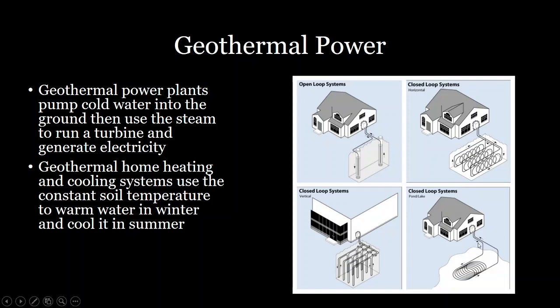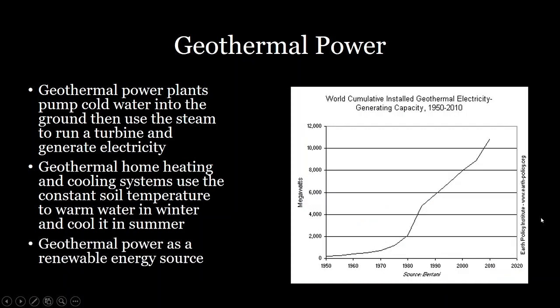And then lastly, there's a closed loop system on a lake or pond. If you have a lake or pond near your property, you can just throw a bunch of coils in a closed loop system into that pond and use the fact that that pond most likely won't freeze during the winter in order to heat your home as you pump water through those coils.